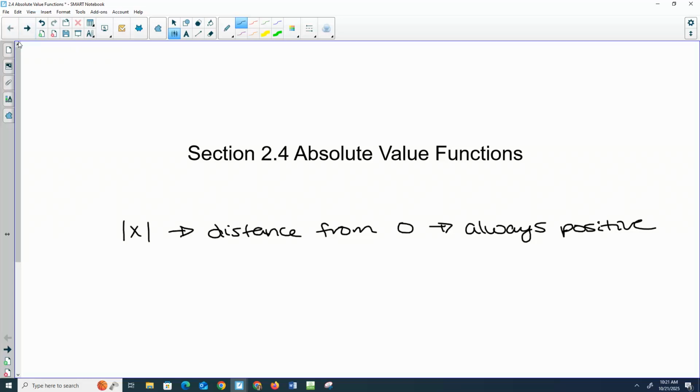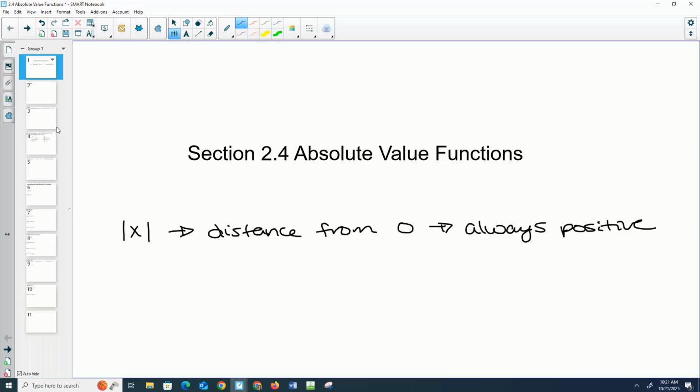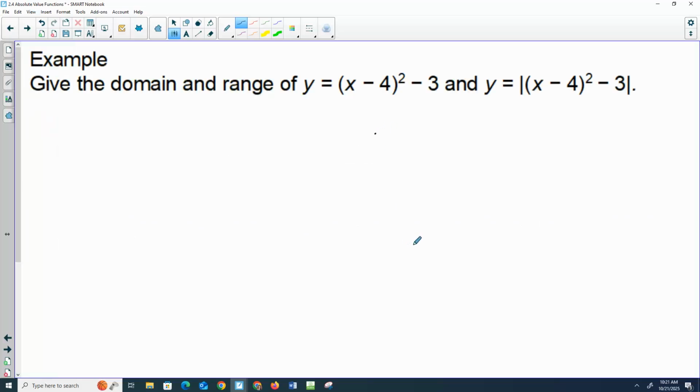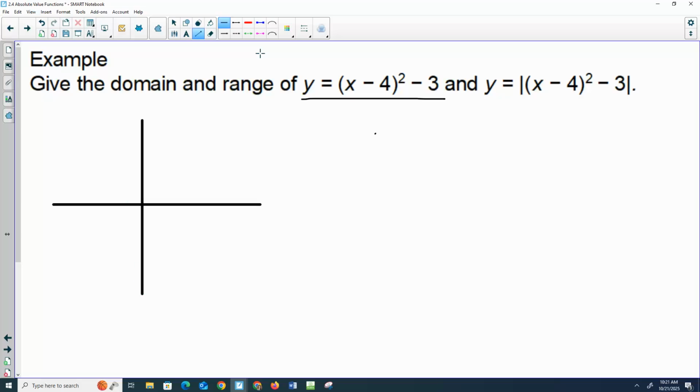If I asked you to give the domain and range of two different functions, we could think about these. This first one, you might be able to tell me the domain and range without drawing a graph. But if not, we could always draw it. What's my parent function? X squared. 0 squared is 0. 1 squared is 1. Negative 1 squared is 1. If you wanted, you can do more points, but you don't have to. That's my parent.